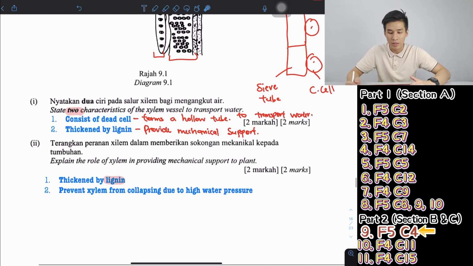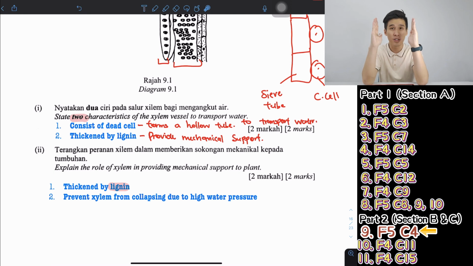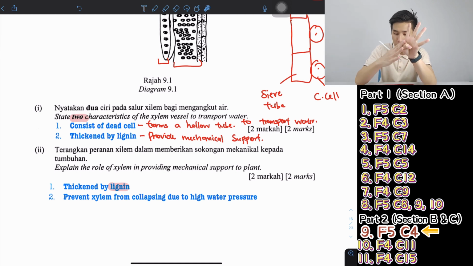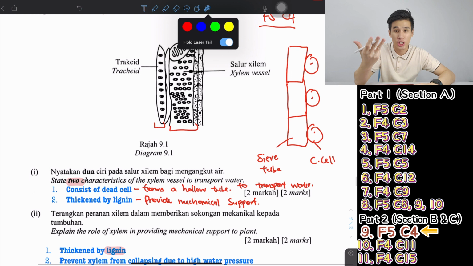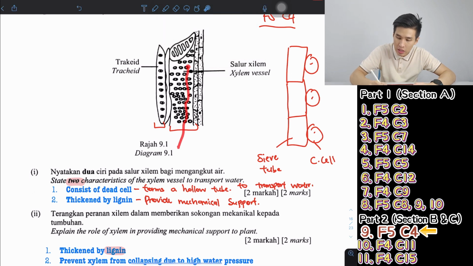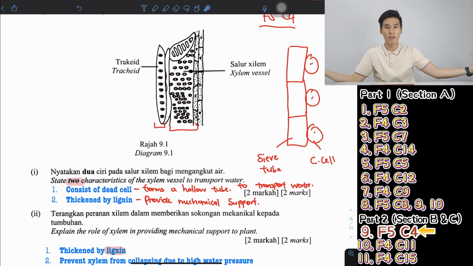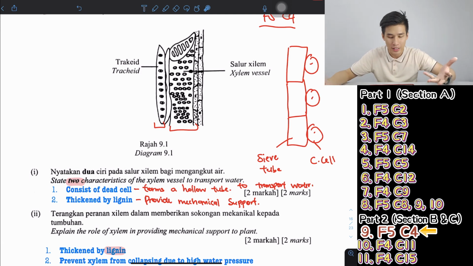So this lignin, since it's wood, it's hard, so it can provide support for the plant. But why do we need lignin to support the plant? Number one, the cells are dead. Number two, because water has pressure. When water flows inside, it will exert pressure on the walls. If the walls are not strong enough, the xylem will collapse, and therefore the whole plant will fail, basically.